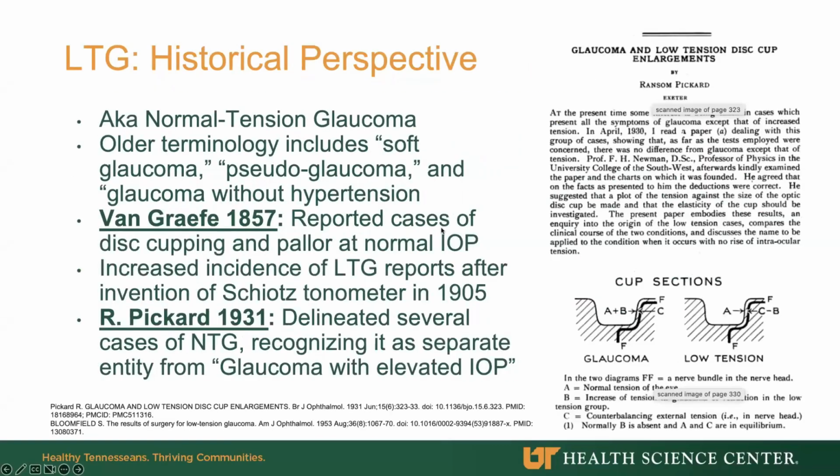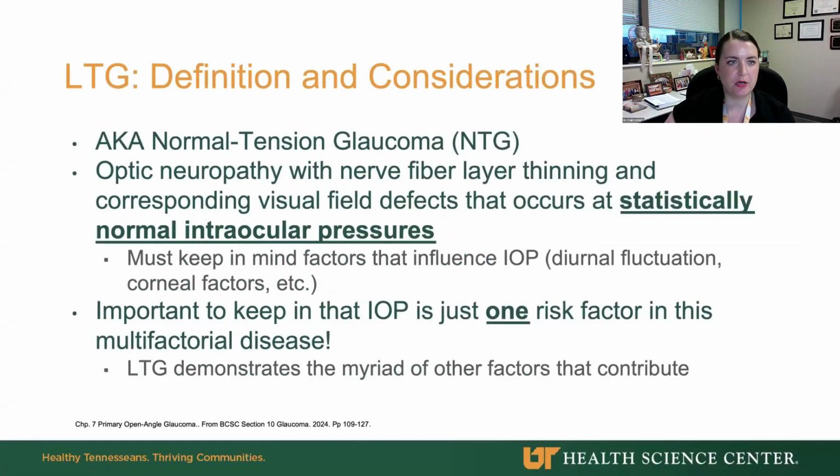Now, how are we defining low tension glaucoma? Again, this is also known as normal tension glaucoma, and it is more or less defined as optic neuropathy with associated nerve fiber layer thinning and eventual visual field defects that occurs at statistically normal intraocular pressures. As we counsel all our patients, normal pressures are 10 to 21 millimeters of mercury. Any glaucoma occurring within that normal range of pressure can be defined as normal tension or low tension glaucoma.